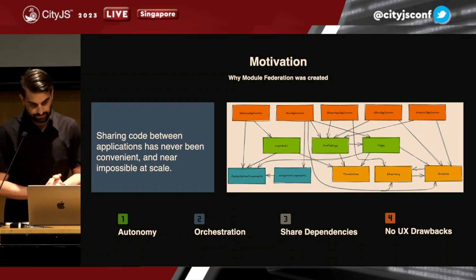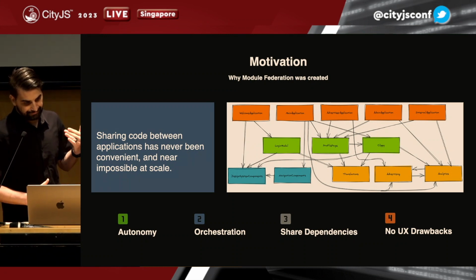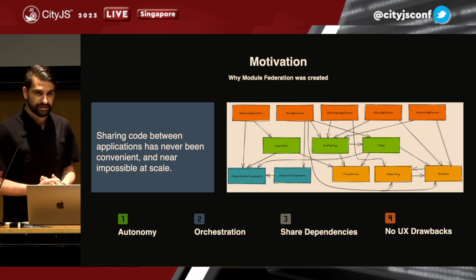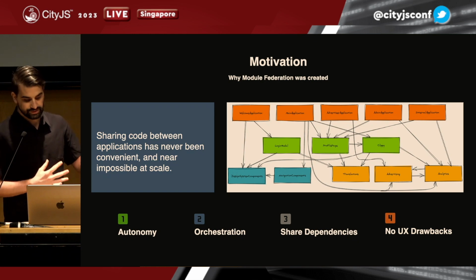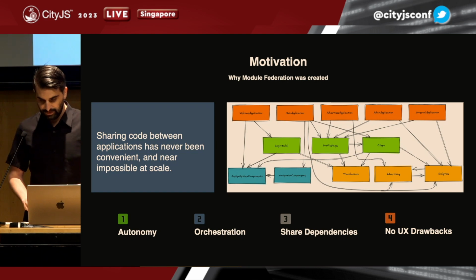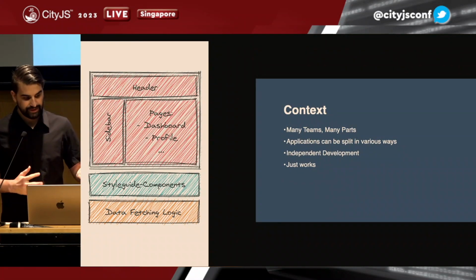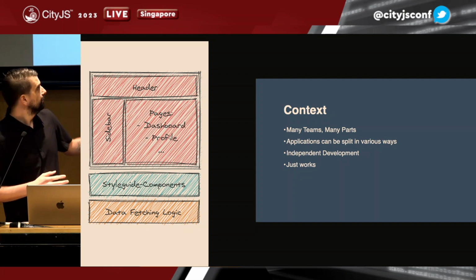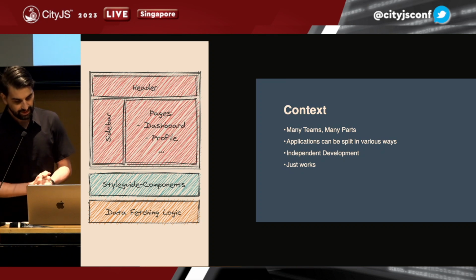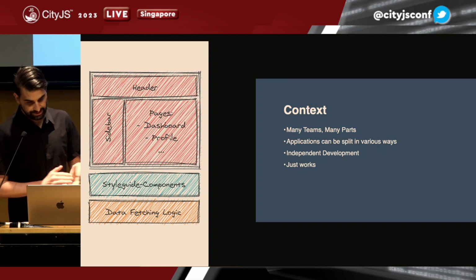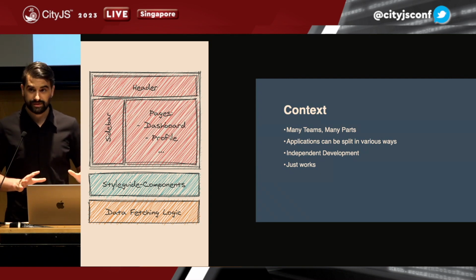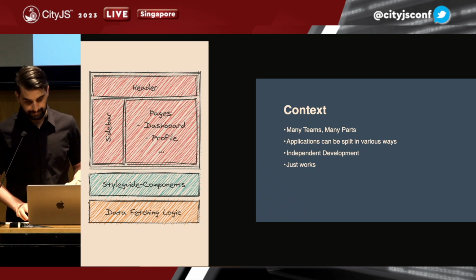So there are two kind of useful tactics for it. Pretty much we're looking for orchestration, dependency sharing, minimize the UX drawbacks that we would have gotten from yesteryear's micro front ends, and provide as much autonomy as we can. So, you know, we can have a pretty standard looking site. If we're talking front end, you would have something like that. Many teams, many parts, and they can be split and recombined in various ways. Usually what I'm trying to look for is something that's going to be simple or that more or less just works without a lot of cognitive overhead.